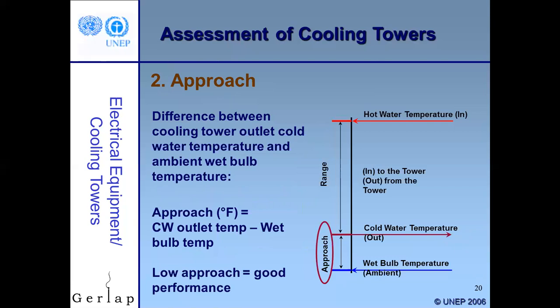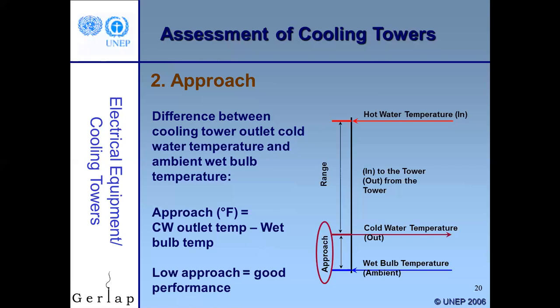Approach. The approach is the difference between the cold water temperature out and the wet bulb. Because remember, the wet bulb is the lowest temperature we could ever even theoretically achieve with cooling tower operation, because it's an evaporative device, and once you have cooled to the wet bulb, you've saturated the air and that's it. You can't go below that, because of the evaporation. And so the closer you can get to the wet bulb, the better it is.